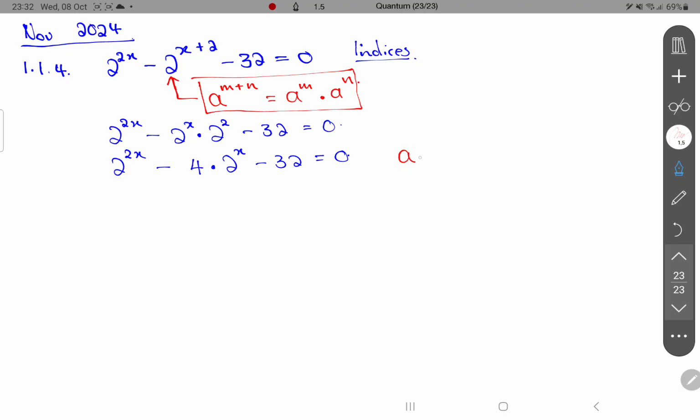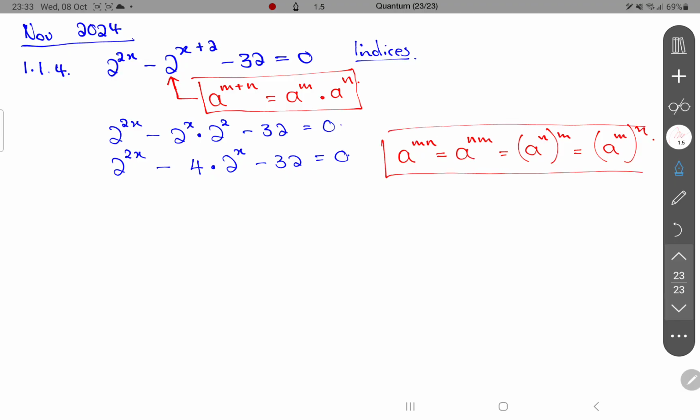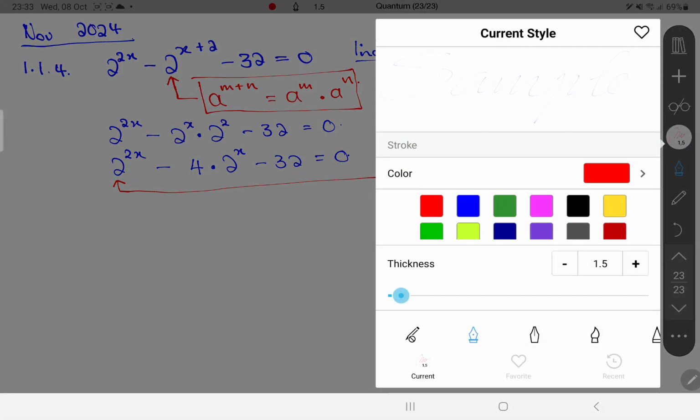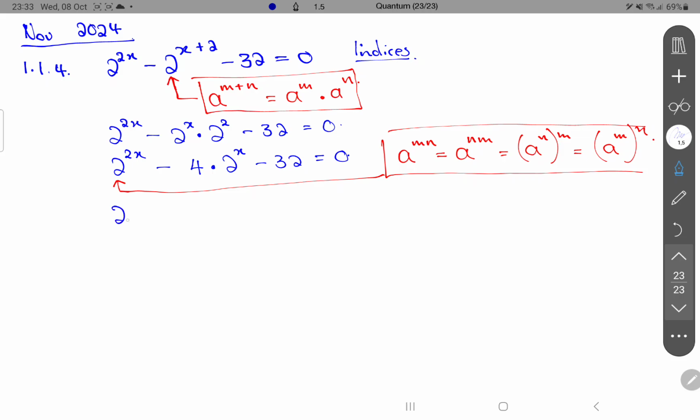That says a^(mn) can be represented as a^(nm), can also be (a^n)^m, can also be (a^m)^n, right? So this is a rule that we're going to use, based on the first one here. So why am I doing that? You will see that I will say (2^x) with a bracket, and I put my 2 here, minus 4, then I put a bracket: 2^x minus 32 equals 0.